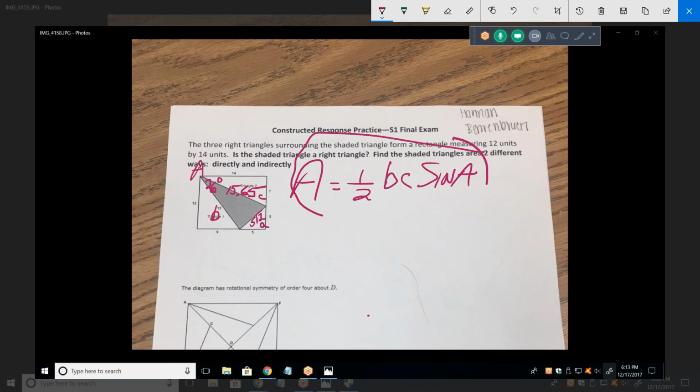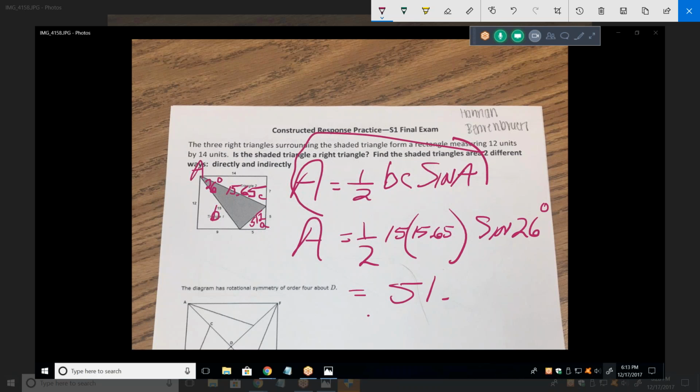So fill it in. Area is what? 1/2 times B times C: 15 times 15.65, times the sine of 26 degrees, which gets 51.46. I think our other answer was 51.5, doing the indirect method.